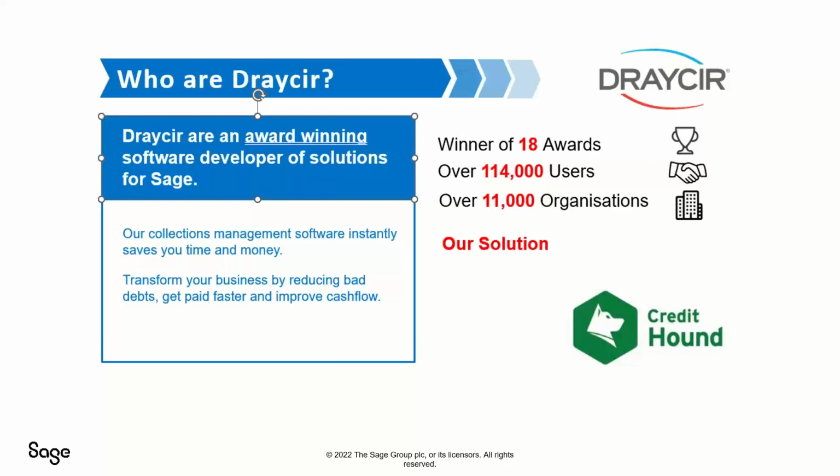We've got over 11,000 organisations using our products, and we integrate with many Sage products, including X3, 50, 100, Intacct, BCA, 200, the whole shebang, as well as other ERPs. So we really do have a wealth of knowledge and resource internally to help customers across the board.